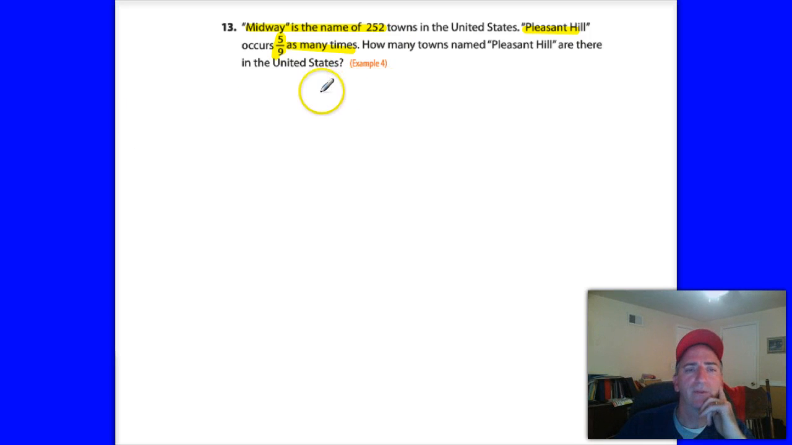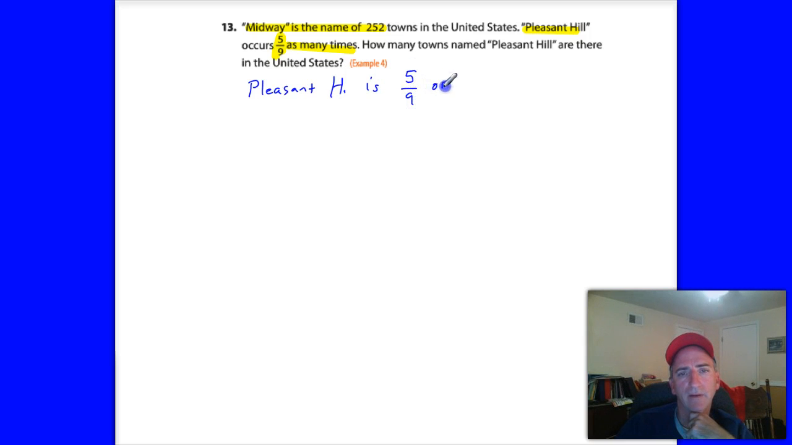Think of it like this. What they're telling you is that Pleasant Hill is 5/9 of 252, because they tell you it occurs 5/9 as many times as that 252. So 5/9 of 252 will tell you how many times Pleasant Hill occurs. Essentially in math, that word "of" means multiply.